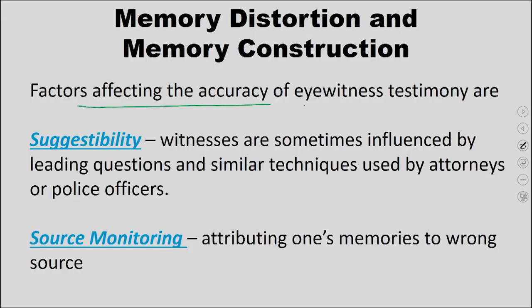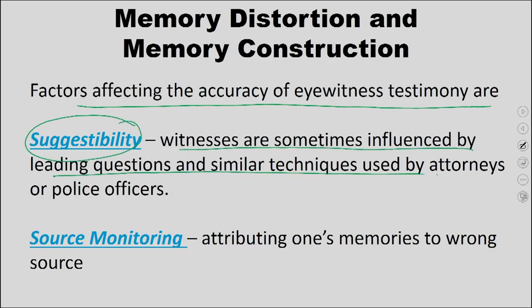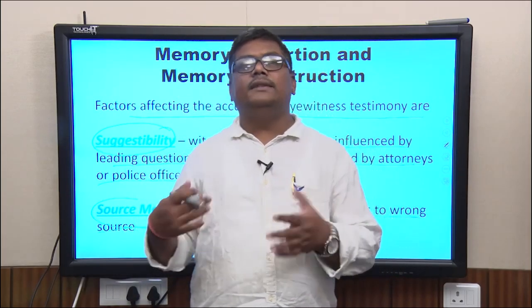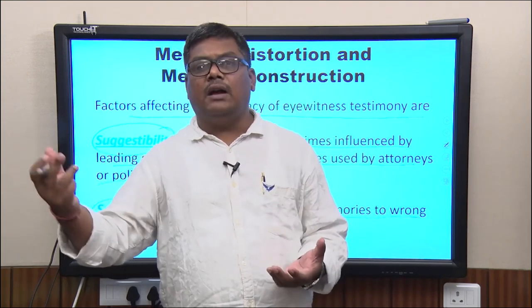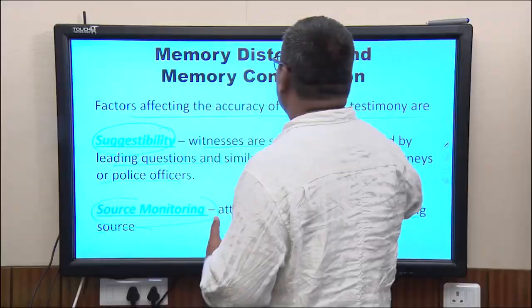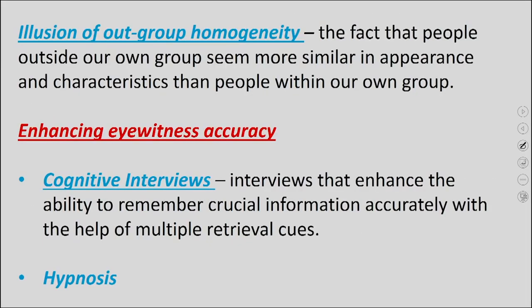So, factors affecting the accuracy of eyewitness testimony. One is suggestibility. Witnesses are sometimes influenced by leading questions and similar techniques used by attorneys or police officers. So, they make you believe that certain things happened and you start believing them. Also, something called source monitoring, attributing one's memory to wrong sources. Sometimes the police, or the person questioning you in court, tells you a different story altogether, or gives you a different source from where the memory could have come. And that can lead to the throwing out of the eyewitness testimony.